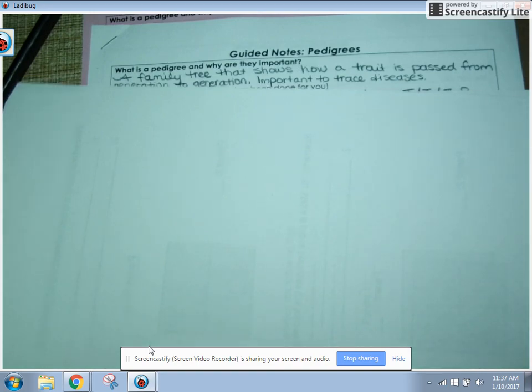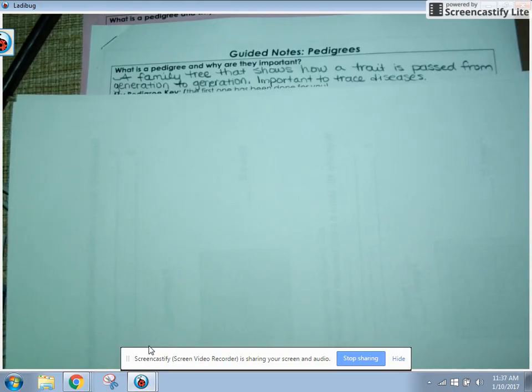All right, at any point, I want you to pause this video so you can make sure that you get everything filled in. We're going to be taking guided notes on pedigrees, and you can see the first thing that you're going to jot down is what a pedigree is and why it's important. A pedigree is a family tree that shows how a trait is passed from one generation to another generation. And it's really important to trace diseases, especially.